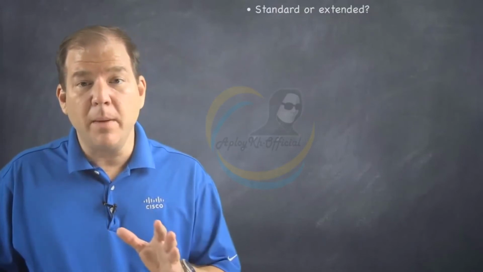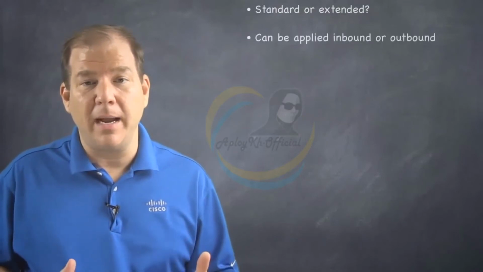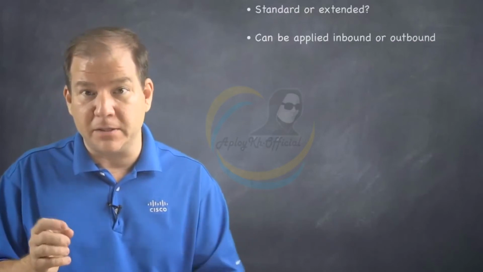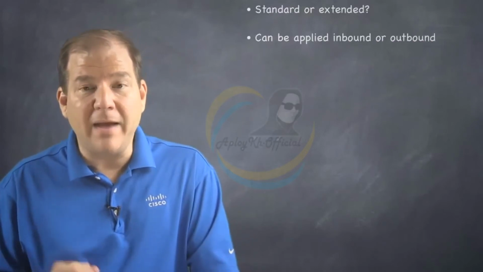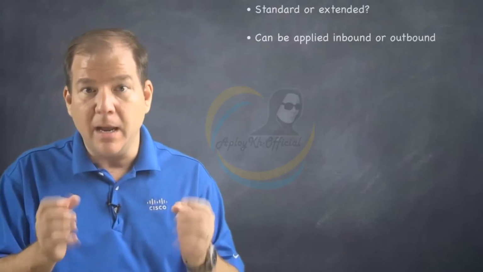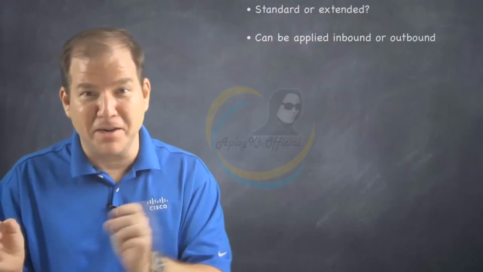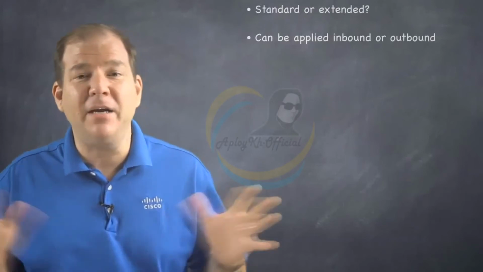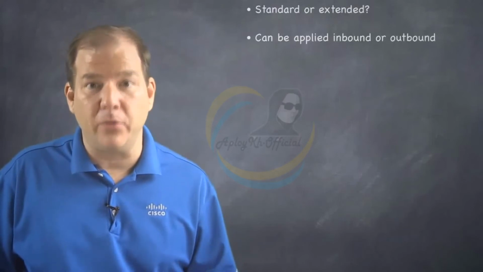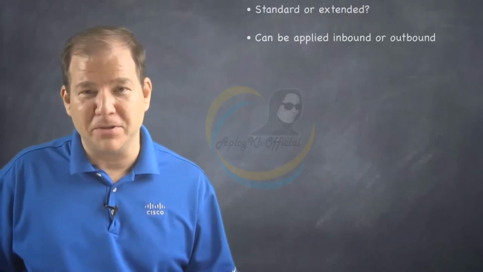And also remember that ACLs can be applied in the inbound and/or outbound direction on an interface, but we can only have a single ACL of a single protocol, like IP, applied in a single direction on a single interface. In other words, I couldn't have two IP ACLs applied in the inbound direction on Fast Ethernet 0/0.